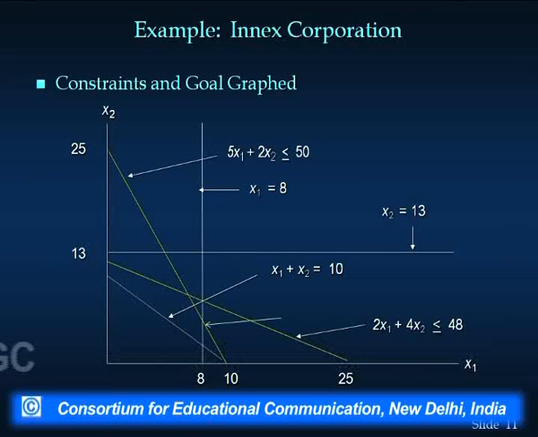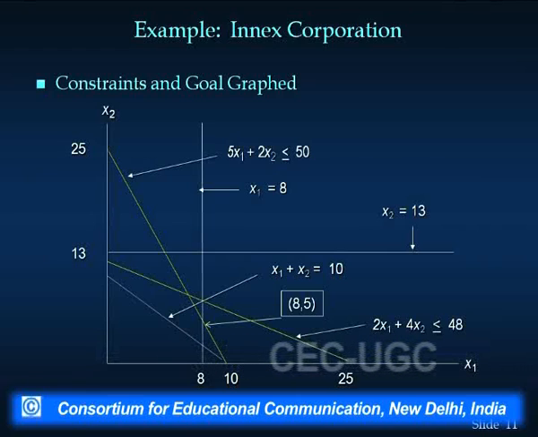And what is this point? We can find it by calculation. This point is (8, 5). (8, 5) means product A, 8 units be produced, and product B, 5 units be produced. Now, we will see how far we are able to achieve the goals.